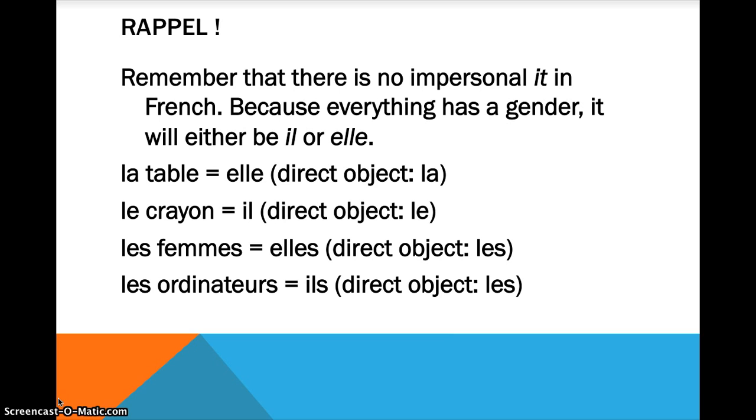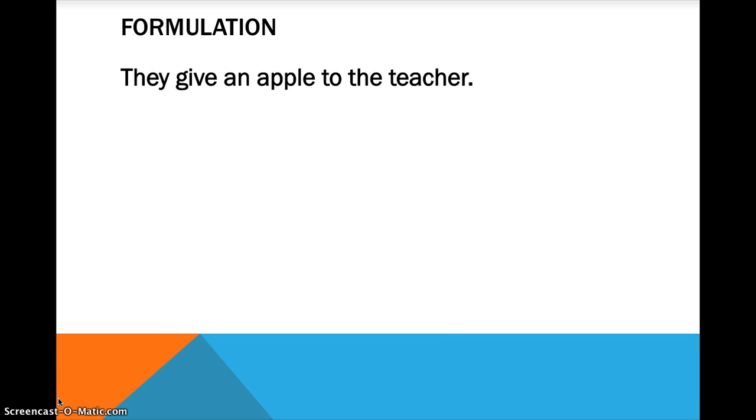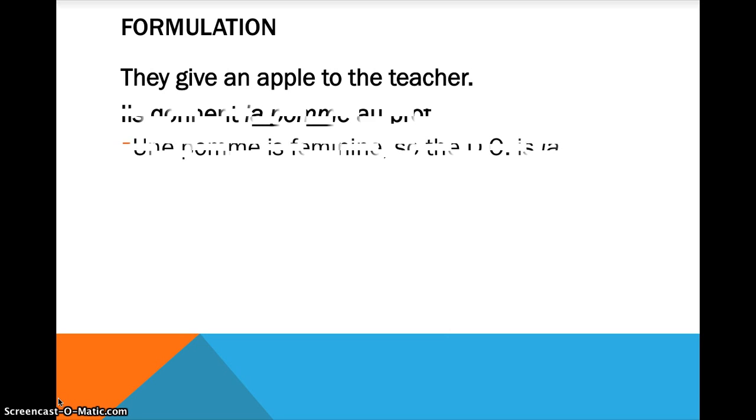Now, I'm kind of mixing things up in the sense that the elle and the il are all subject pronouns, and the direct object pronoun is going to be le or la or les. But you're going to see how all that's going to come together in just a minute. Okay, so let's go ahead and formulate it. Let's take my favorite sentence of all time because it's just really a good sentence to use. They give an apple to the teacher. Becomes il donne la pomme au prof.